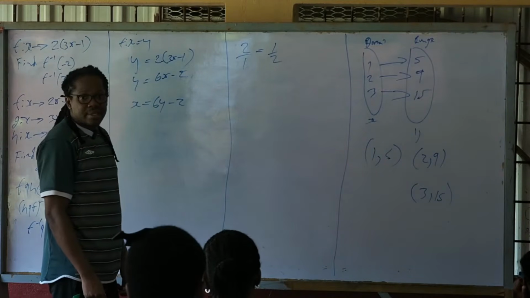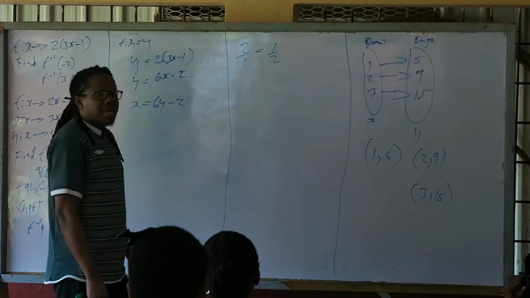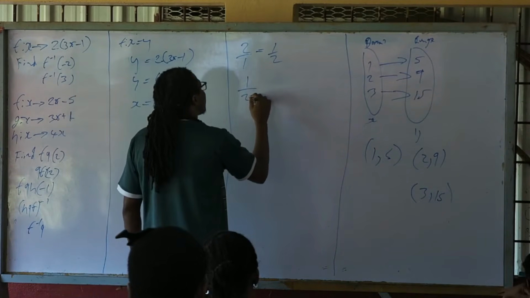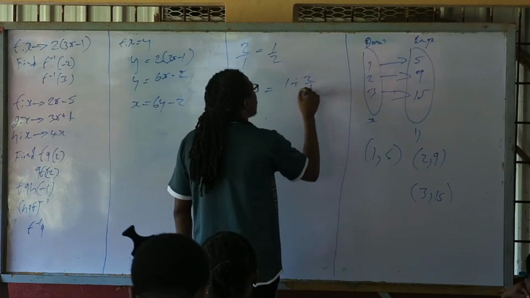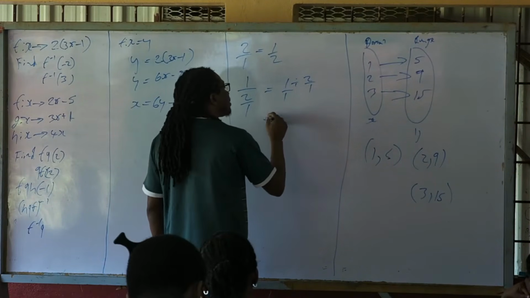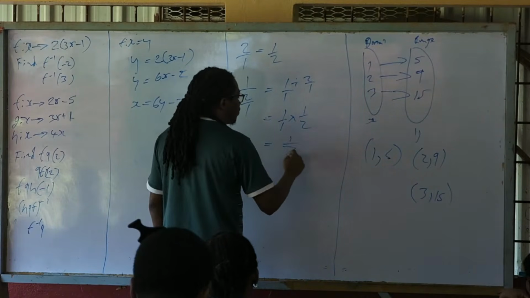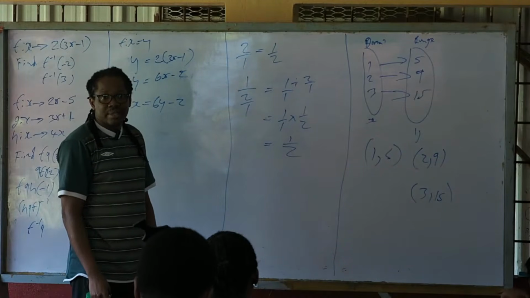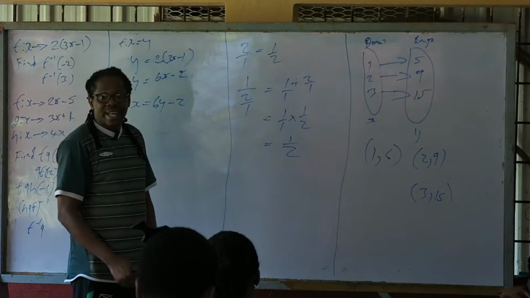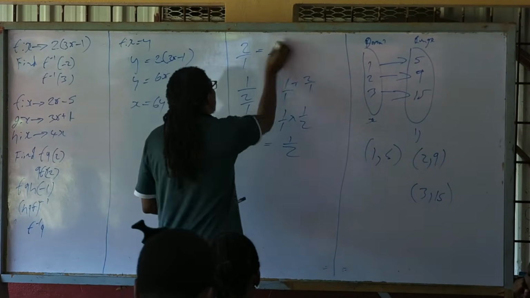Everybody see that? How do you know you flip it? Because the inverse is 1 over 2 over 1, which is equal to 1 divided by 2 over 1, which is 1 over 1 times 1 over 2, which is equal to 1 over 2. Everybody see that? Good. That means that the inverse of 2 is equal to what?